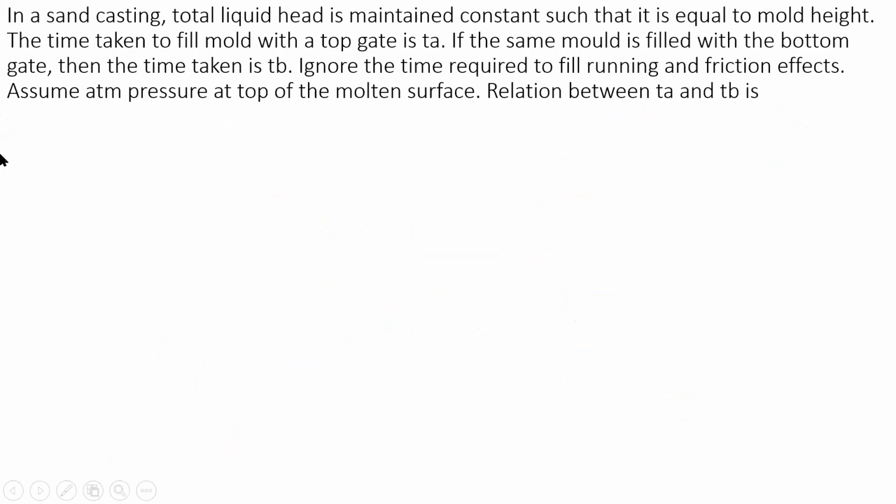In a sand casting, total liquid head HT is maintained constant such that it is equal to mold height HM. The time taken to fill the mold with top gate is TA, and if the same is filled with bottom gate, it is TB. Ignore the time required for friction effects. Assume atmospheric pressure at the top of the molten surface. You have to find the relation between TA and TB. Let me see how many of you can do this.